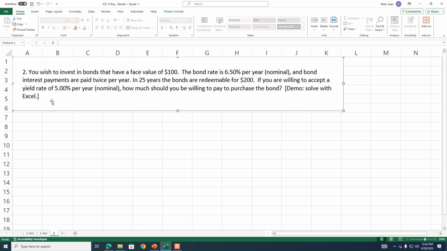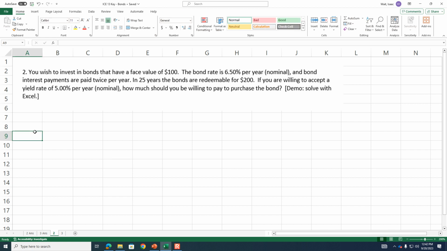So what do we know? Let me just set this up. We want to know N. What is N in this problem? 25. It's 25 years and it's paid twice per year. So N equals 25 times 2, 50.